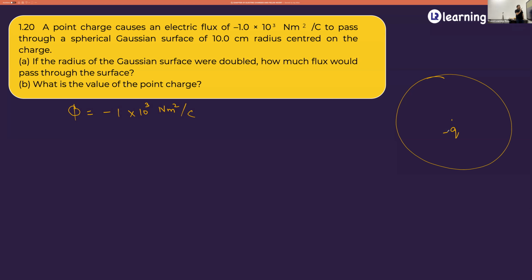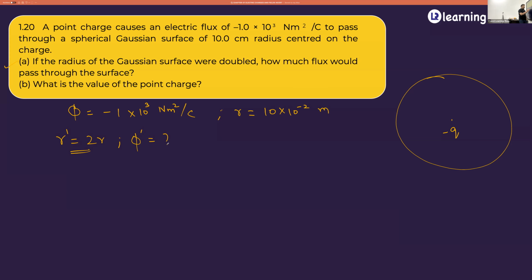So if you see the first part of the question, one more thing. The radius is given as 10 centimeter, which is 10 into 10 power minus 2 meter. If the radius of the Gaussian surface were doubled, how much flux would pass through the surface? What will be the answer? So R dash is equal to 2 times R. What will happen to the new flux is what the question is.